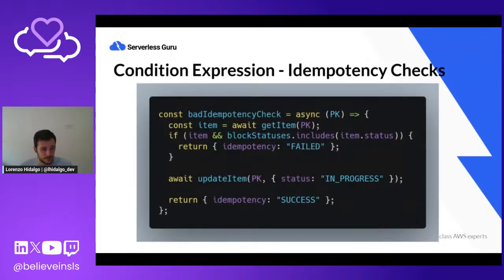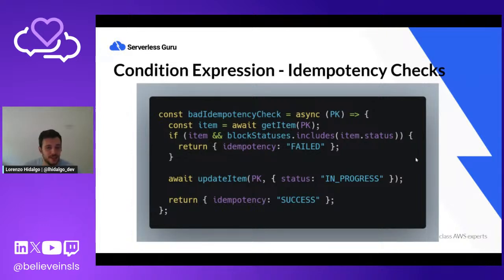And for that, here's a sample code that's really run down to the least amount of code possible, but something like this, I've seen it already running in production. And as the name of the function states, it's a bad idempotency check. Why is this a bad idempotency check, and how could we improve it?